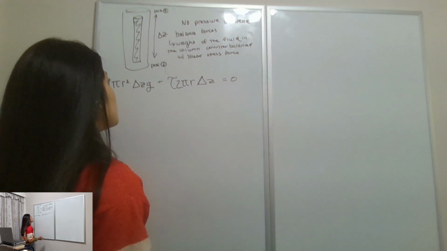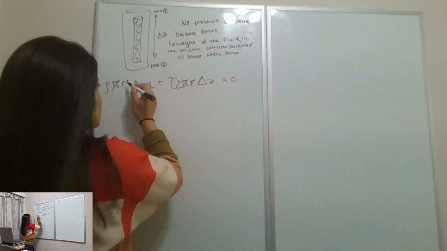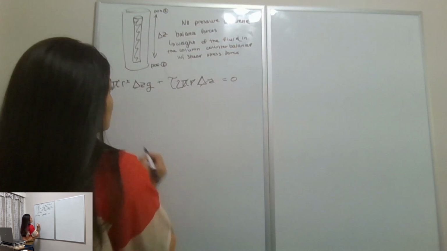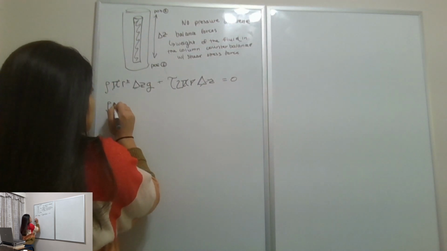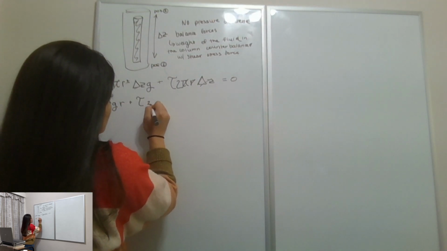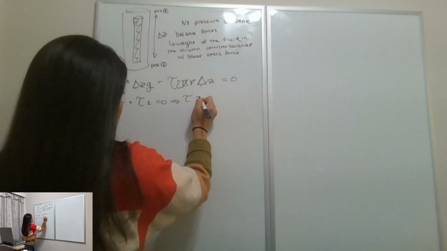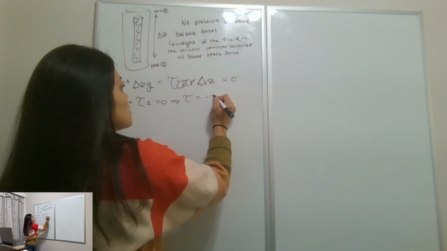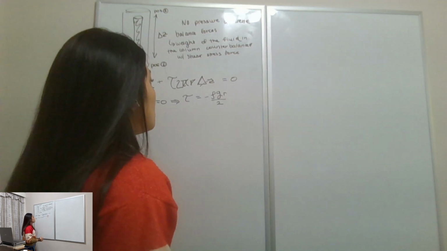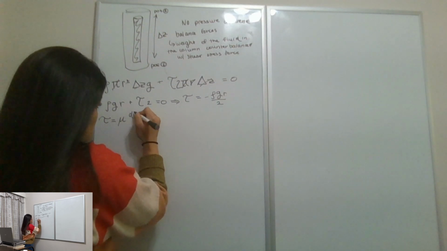And so if we cancel out like terms, we're going to cancel out the pi, one of the radius, and the change in height, and we're going to be left with the density times the gravitational acceleration times the radius plus the shear stress times 2 is equal to 0. So if we isolate the shear stress, that's going to give us negative density times the gravitational acceleration times the radius divided by 2. We also know that shear stress is defined as the viscosity times the change in velocity with respect to radius.